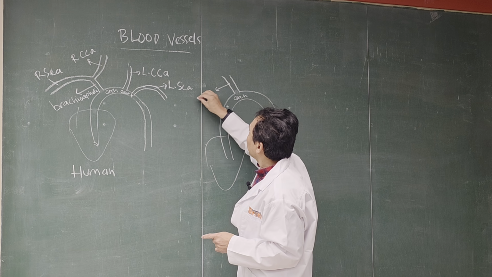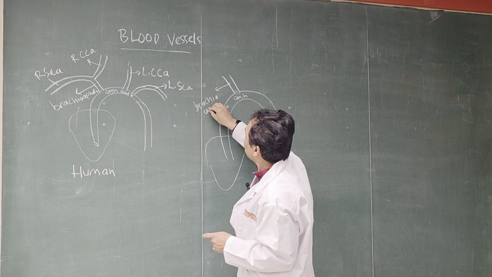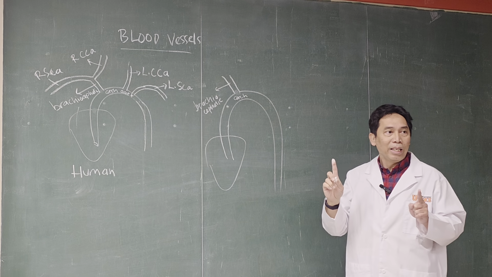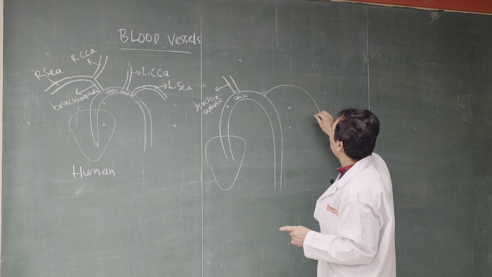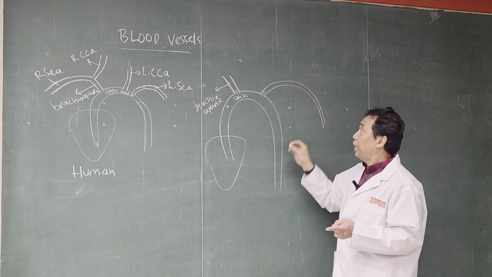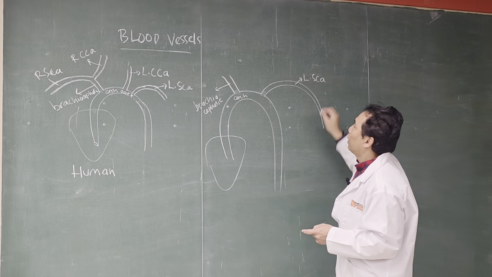Okay, so the brachiocephalic. On the left side, it only branches into the arm artery, the subclavian. Okay, this one's going to be the left subclavian artery.